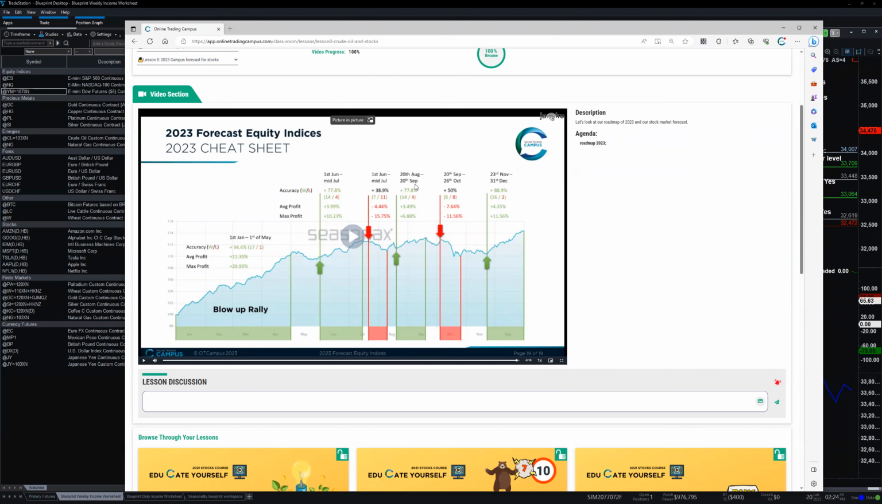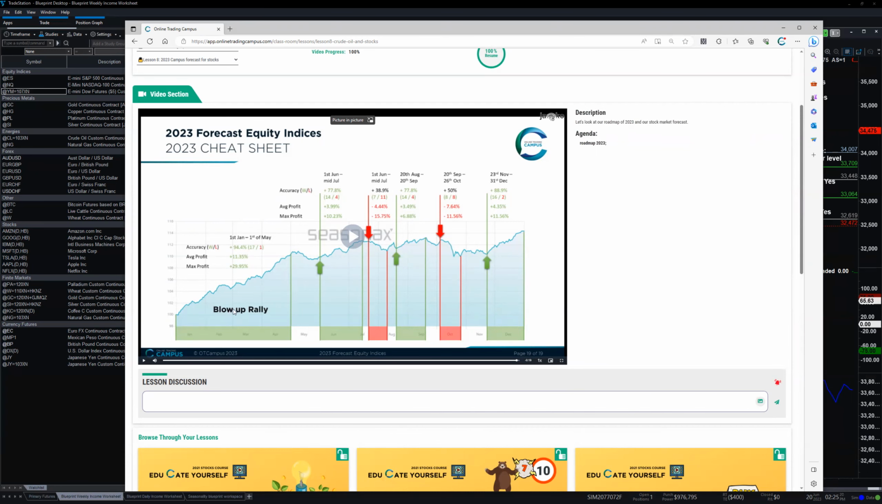20th of August to 20th of September is a good buy. 1st June to mid-July is a bearish period. So we can see that, right? Here we don't want to buy. However, from here to here, which is starting either here in August, but it may already start here, we can definitely look to buy. We're not going against our yearly roadmap. What we don't want is to go against our yearly roadmap.